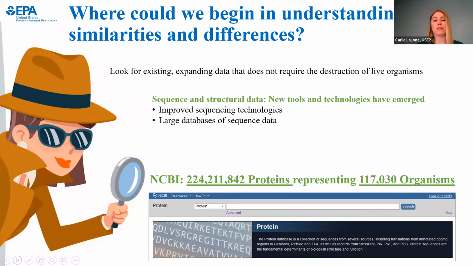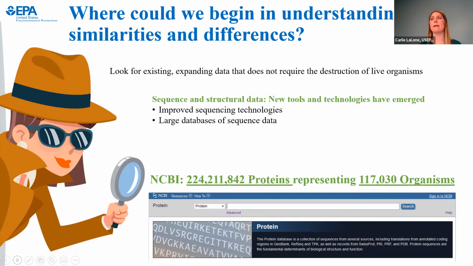So as you know, sequence and structural data is just growing immensely. So there's just new tools and technologies for improved sequencing technologies. There's just large databases and repositories of sequence information that's being curated and made publicly accessible and available. And one source of that data is the National Center for Biotechnology Information Databases. So there's a protein database, and again, it's publicly accessible information. You're also probably familiar with UniProt, but just as an example, NCBI contains over 224 million proteins representing some 117,000 organisms. And I have to say, I check this quite frequently because I present about SeqAPASS often and about this work often. And this protein database, it grows by tens of millions of proteins very rapidly within months. And so we're continuously getting more and more sequence information.